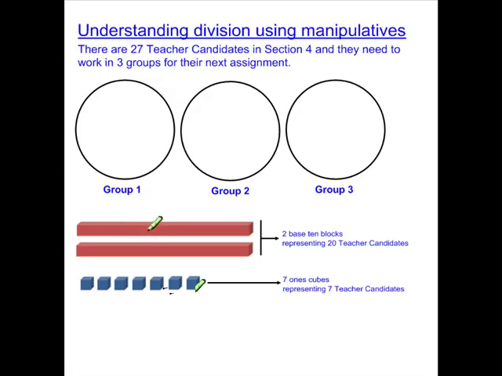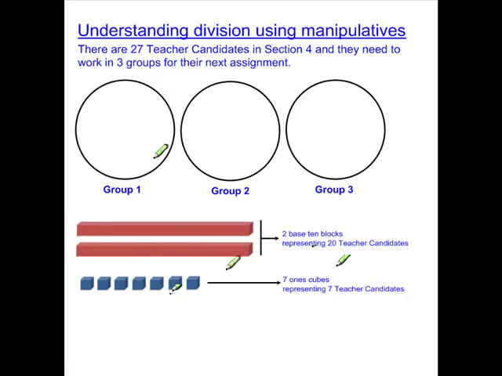So let's count these up. Remember, each of these is worth 10. So 10, 20, 21, 22, 23, 24, 25, 26, 27. I have a total of 27 base 10 blocks and cubes. As I've written down here, I have 2 base 10 blocks representing 20 teacher candidates. Here I have 7 ones cubes representing 7 teacher candidates.